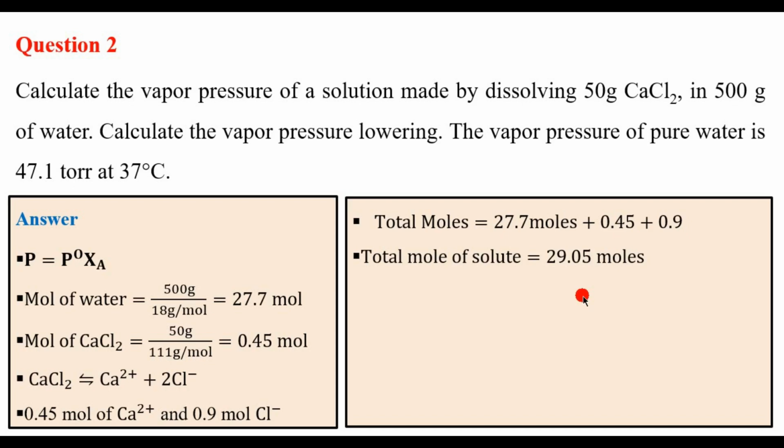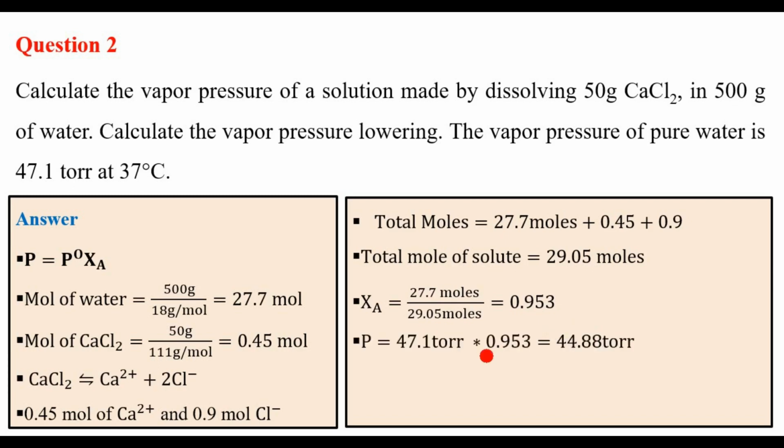After getting the total moles, we determine the mole fraction of the pure solvent by taking the moles of pure solvent, the moles of water, which is 27.7, divided by the total moles. Then we get the mole fraction of the pure solvent. Then we determine the vapor pressure of the solution by taking the vapor pressure of the pure solvent times the mole fraction of the pure solvent, and we get 44.88 Torr.